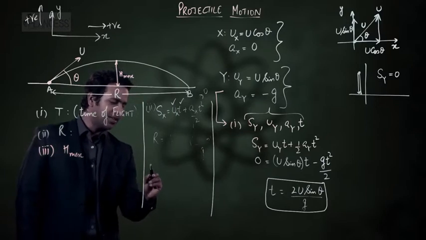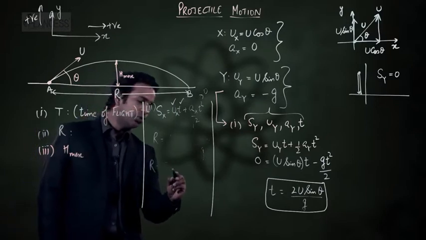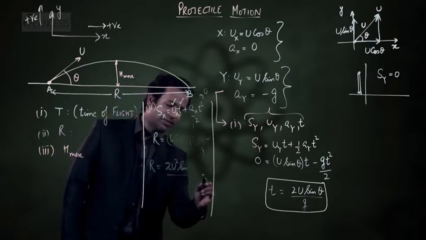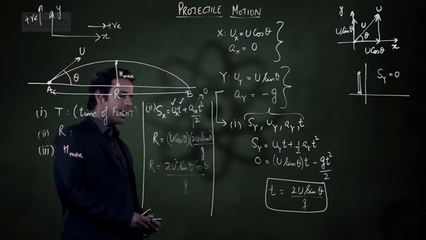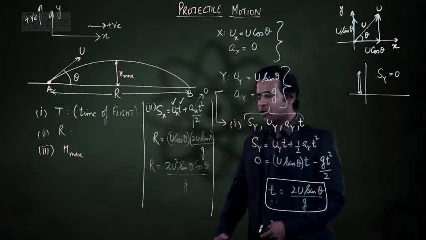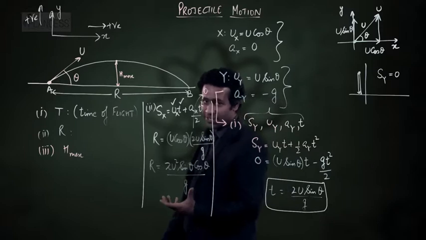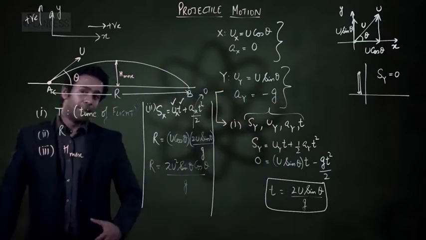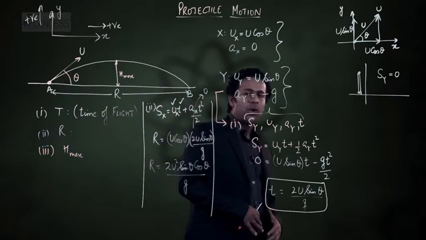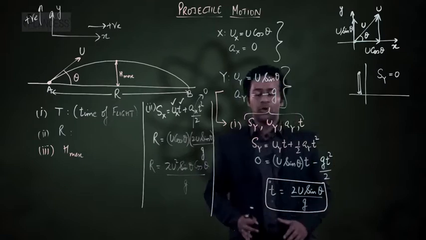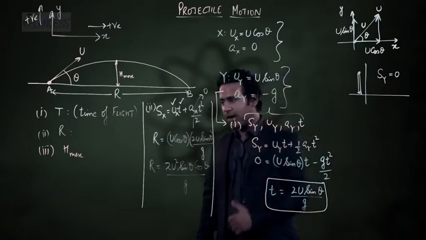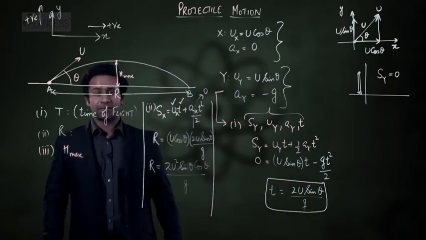You see that the range is equal to 2u square sine theta cos theta by g. Now this expression can be further simplified, but at our level we can leave it as such. So this expression gives you the range of a projectile, right? The more critical thing here is to see how we are analyzing this problem. At our level, we need not remember these expressions, but you must understand how we are handling a two-dimensional problem, right? So finally, we have H max.